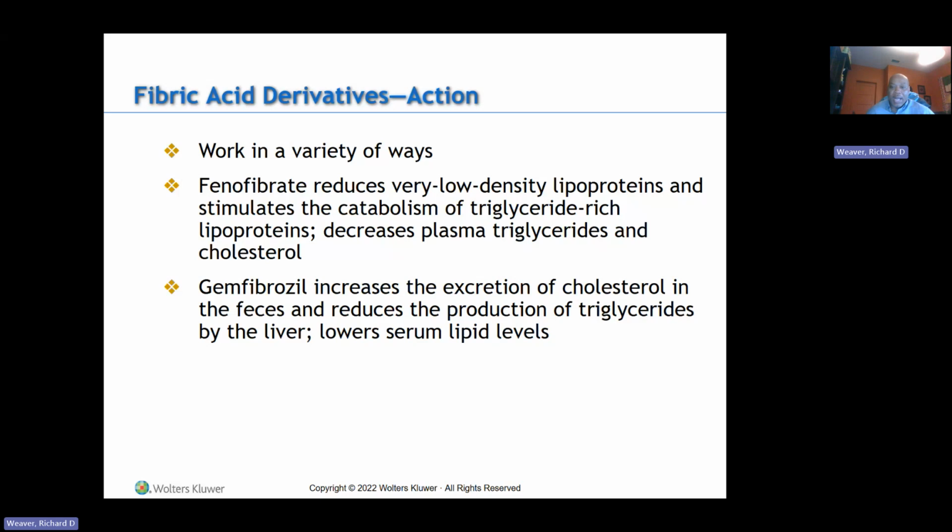Now, the gemfibrozil increases the excretion of cholesterol in feces. So if I can excrete the cholesterol in feces, then I don't have as high levels in my blood system. It also reduces the production of triglycerides by the liver. So it doesn't allow the liver to produce as many triglycerides. And of course, this will in turn lower the serum lipid levels. So that is what that drug actually does.